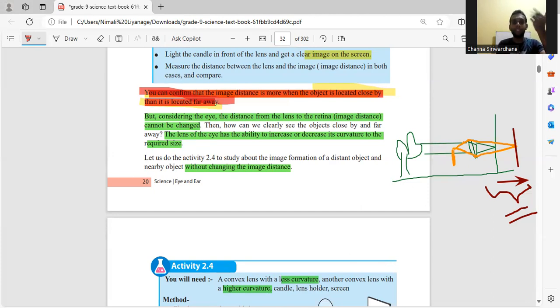Let us do the activity 2.4 to study about the image formation of a distant object. To study about the image formation of the distant object.